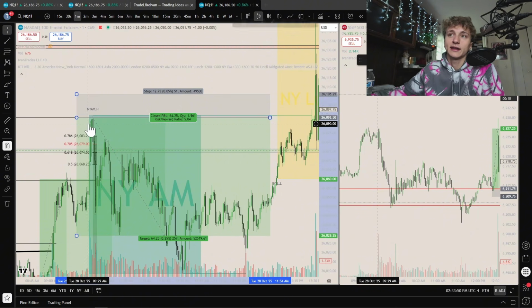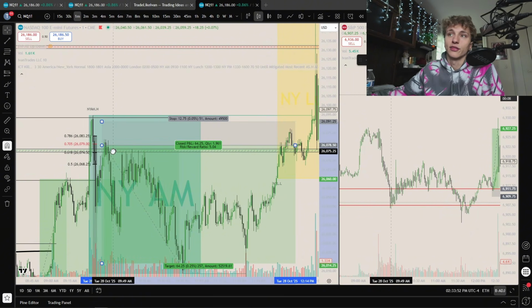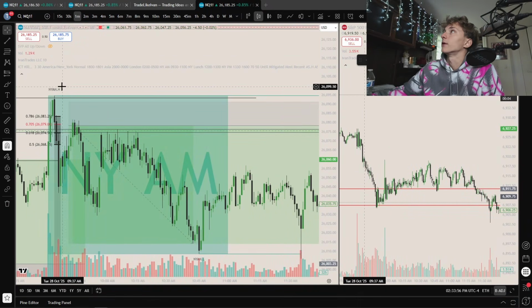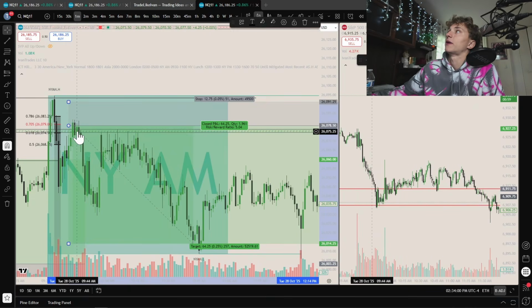Not actually, I didn't enter here. I took shorts right there. And the reason I took it there is because we came down, we made a range, we made a high, we made a low. I found 0.705. My entry was there, and a 50 tick stop. You guys know me.